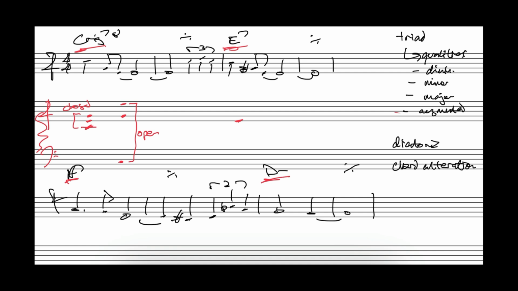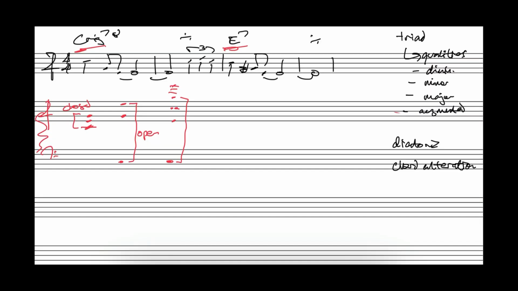We could even double the root, or double just the third, or double just the fifth. We don't label this chord differently if it's in a low octave versus a high octave, or whether the chord's in open or closed position. So any of these options of how we spell it are considered correct based on how it's indicated here on the staff.